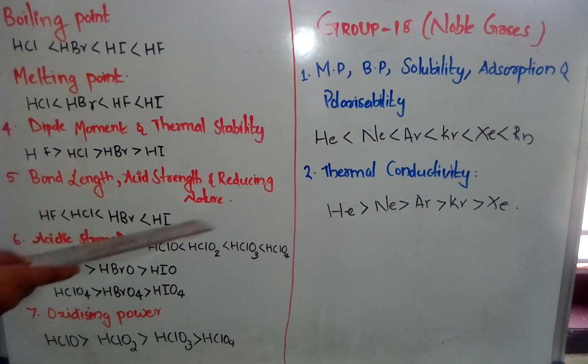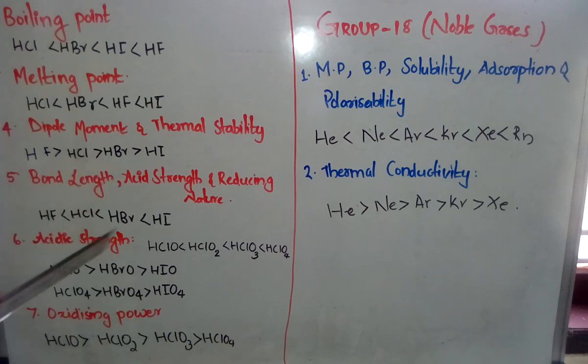Bond length, acid strength and reducing nature follow the reverse order, where HF has the least and HI has the most. Now this is the most important part you have to always remember, because this is asked in all the examinations most of the times.